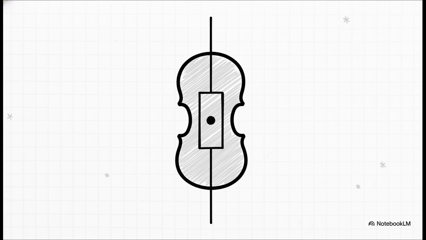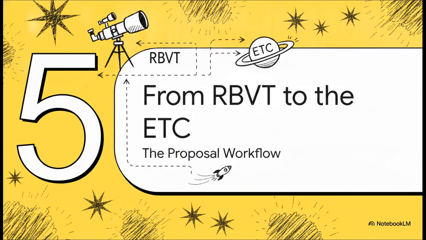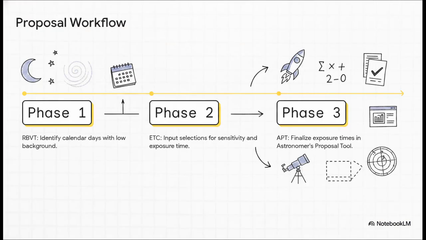By just glancing at where the fat part of the violin sits relative to the minimum whisker, you can instantly see if a target has a stable low background or a highly variable one. It's a real game changer. Finally, Section 5, from RBVT to the ETC. Let's see how this all builds into your actual workflow, because efficiency is definitely key here.